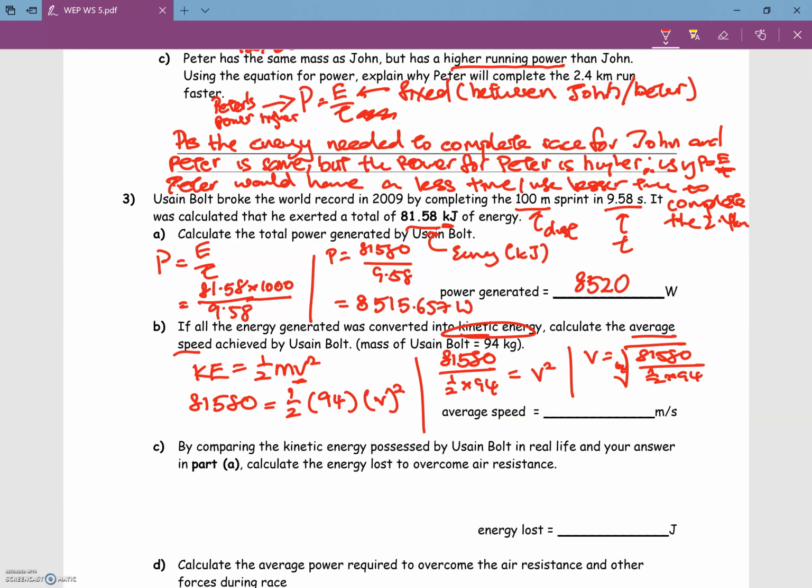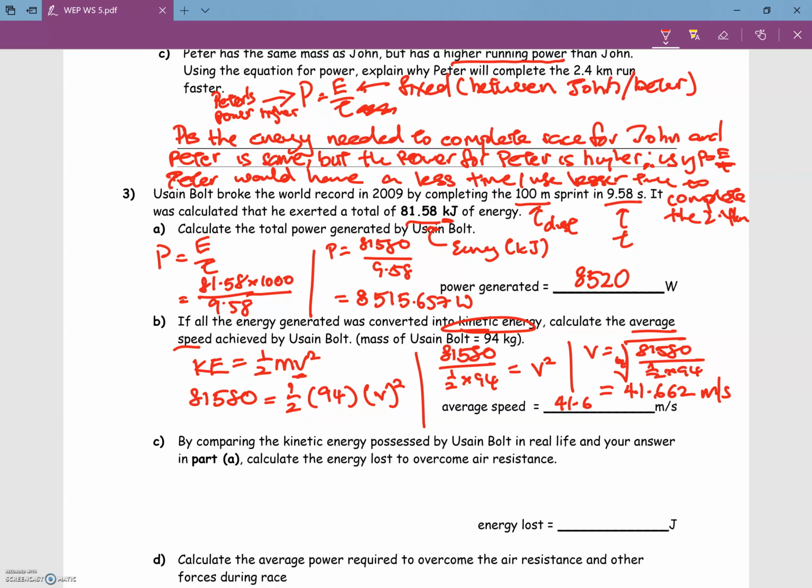So give me some time, my calculator is a bit slower. Okay, so my calculated answer is 41.662 meters per second. So this will be 41.6 to 3 significant figures, meters per second. So this is part B answer.